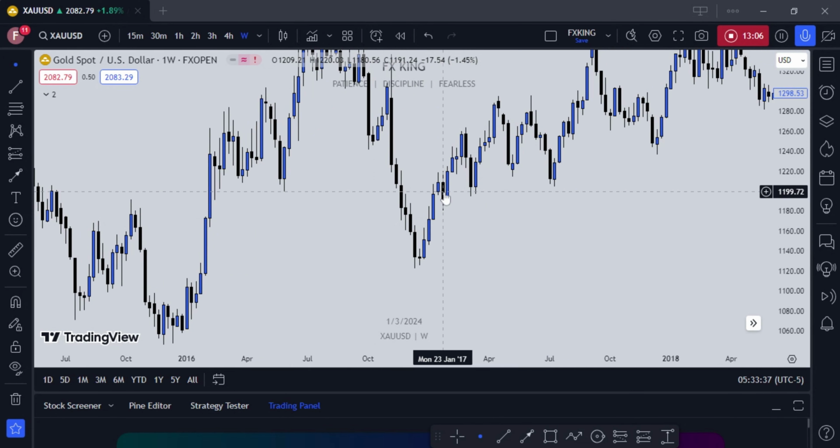Okay, we have this here. You can see that the previous candle closed here, and then when this candle opened, it took out the low of this candle. What you are waiting for is your 15-minute CHoCH at this level. You wait for a 15-minute change of character at this level.